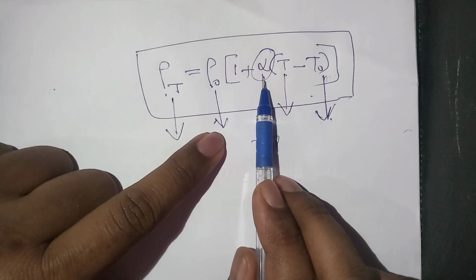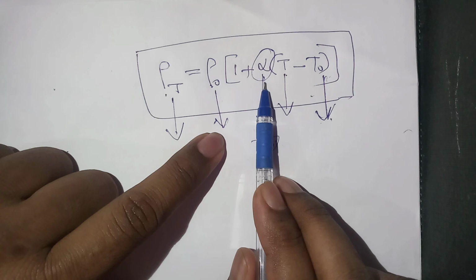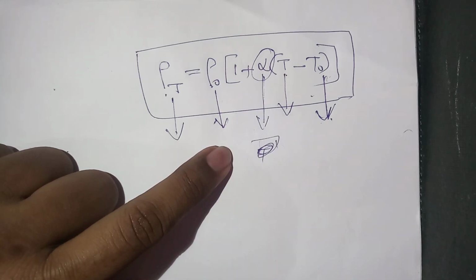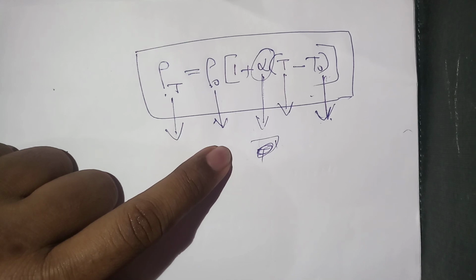Why it is happening, that we will discuss. Before that, we will go to the graph of all these things separately, and see how the graph looks for different situations.